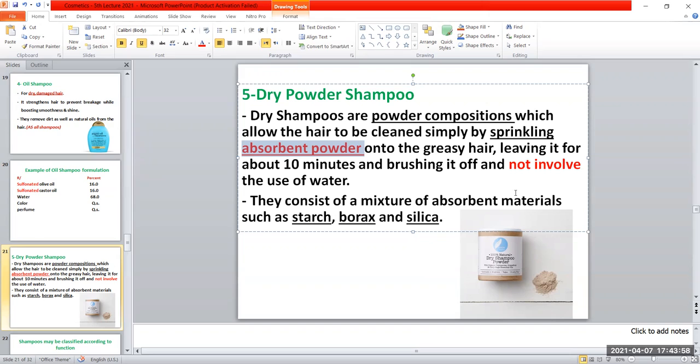We don't use water. We put the powder on our head, wrap it, and leave it for 10 minutes. After that, we get a brush and brush it off. We start combing, and the powder falls out, taking away all the grease and dirt present on the skin. What are examples of absorbent materials being used? Something like starch, borax, and silk.